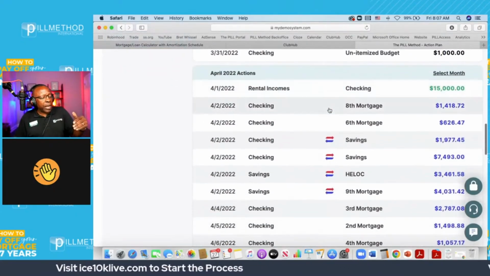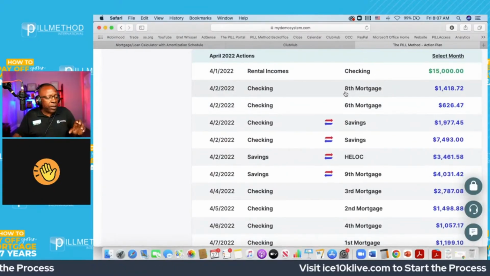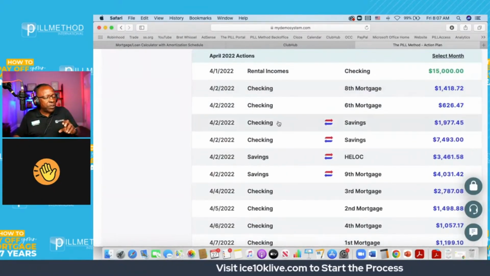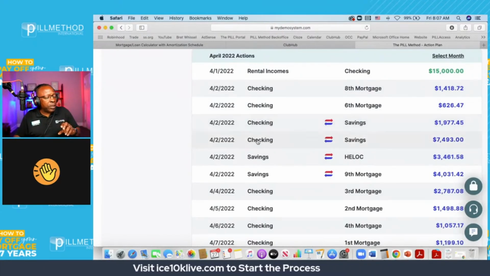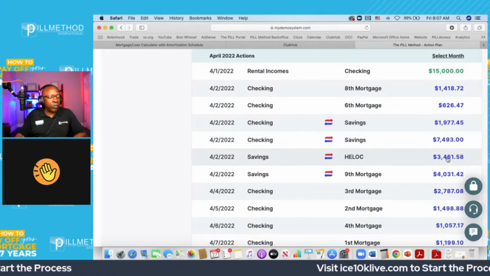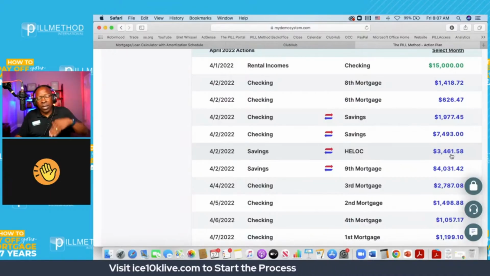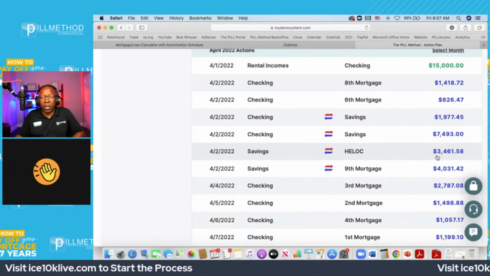We're going to take a look at April. And the program says in April, some of that money, you need to put in savings. You need to take the money out of checking and put it into savings. And then when you do that, you need to pay that HELOC off to zero. Take $3,461.58, pay the HELOC off to zero. That's what the program is saying.